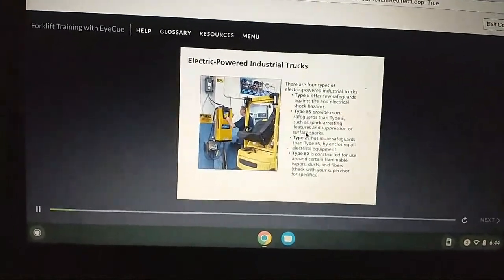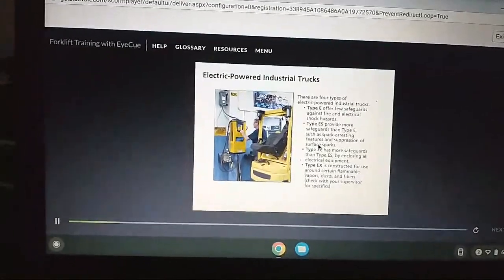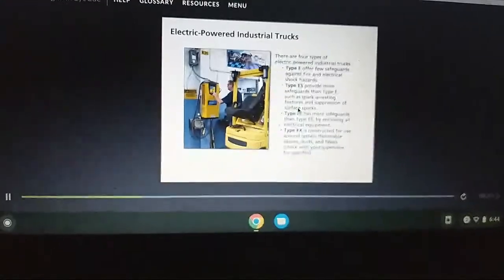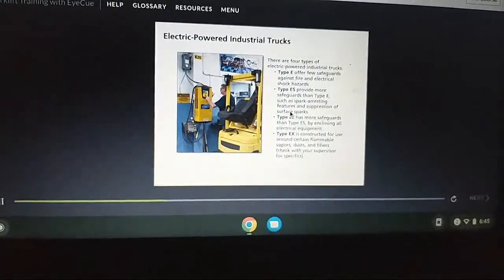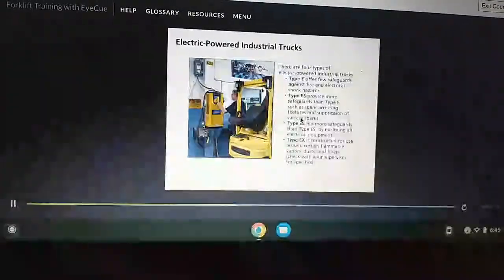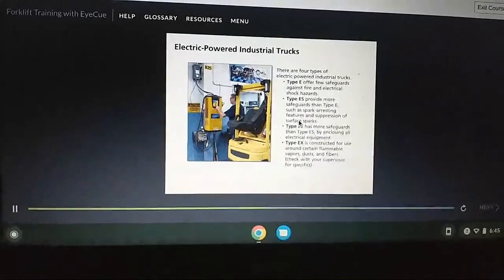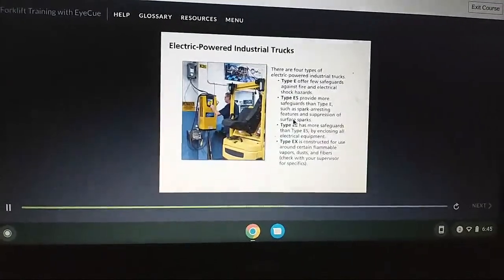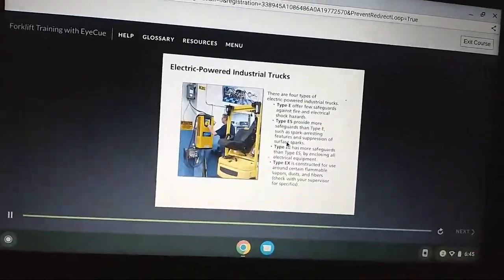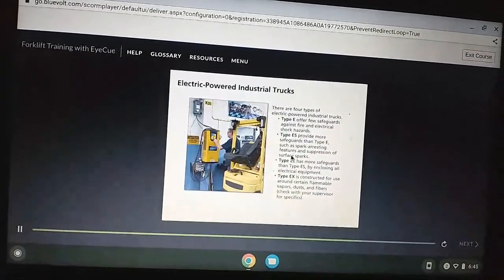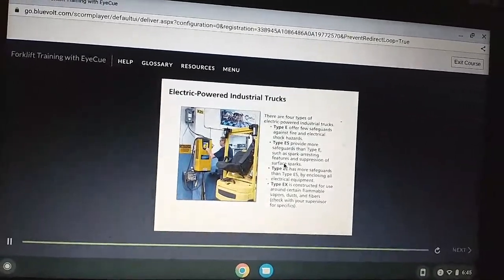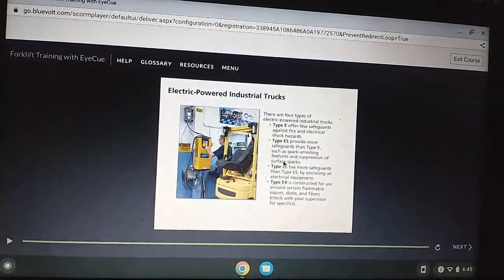There are 4 types of electric-powered industrial trucks. Type E offer few safeguards against fire and electrical shock hazards. Type ES provide more safeguards than Type E, such as spark arresting features and suppression of surface sparks. Type EE has more safeguards than Type ES by enclosing all electrical equipment. And Type EX is constructed for use around certain flammable vapors, dusts, and fibers. Check with your supervisor for specifics.